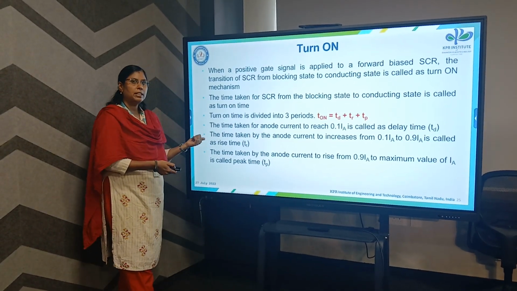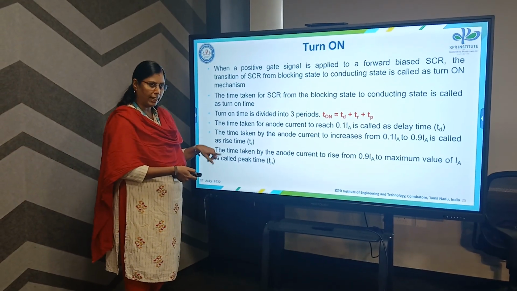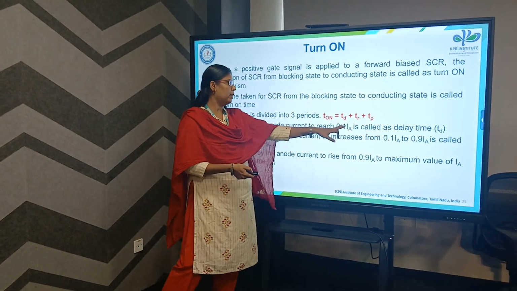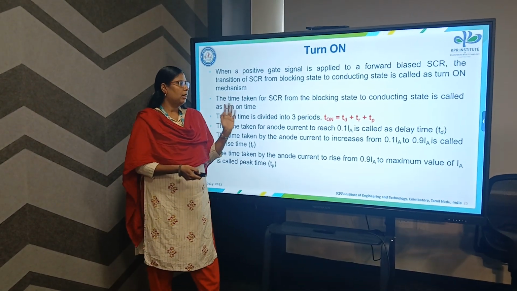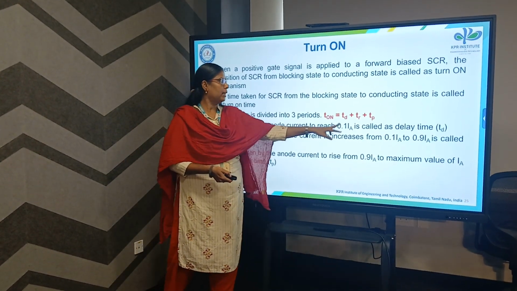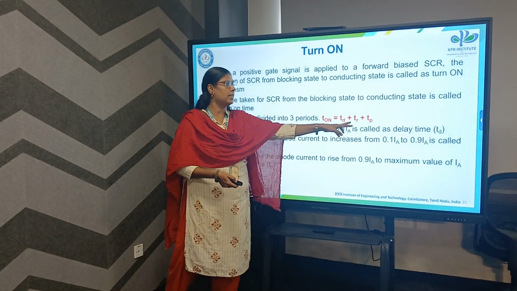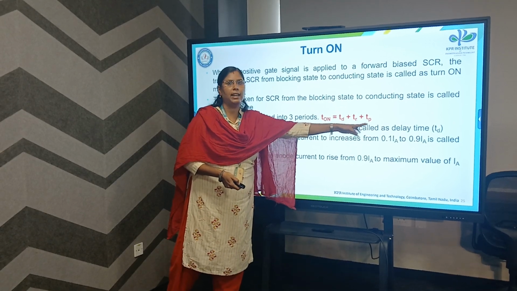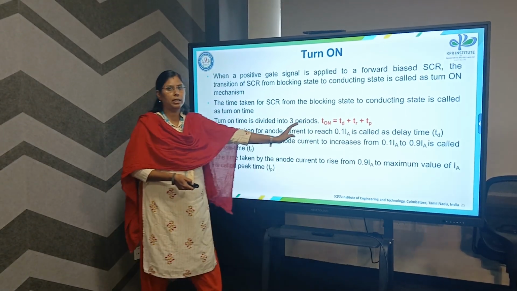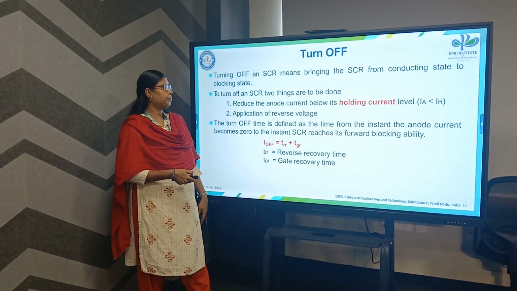So we discussed the turn on methods. In turn on, we have the turn on time period. We have 3 time periods in turn on: delay time, rise time, peak time. Up to 10% rise is called delay time. 10% to 90% rise is called rise time. 90% to peak value is called peak time. So T on equals TD plus TR plus TP.